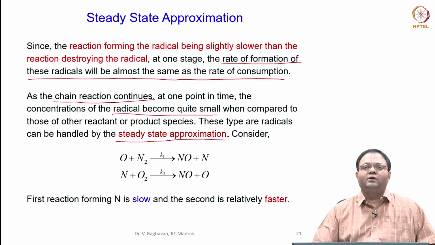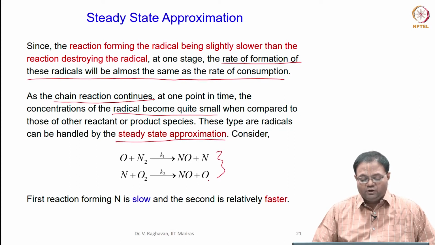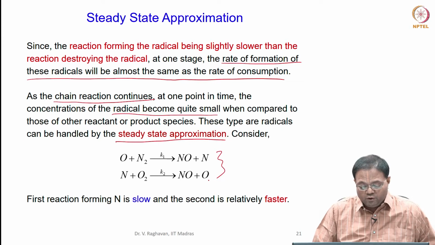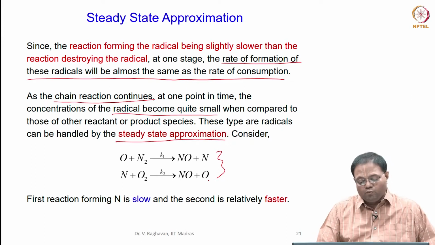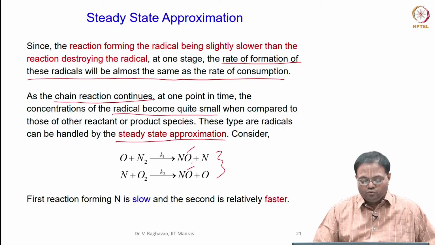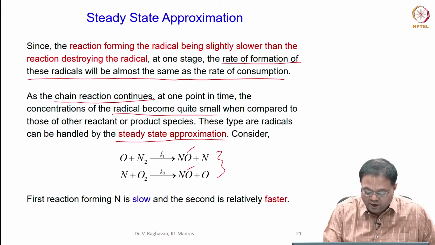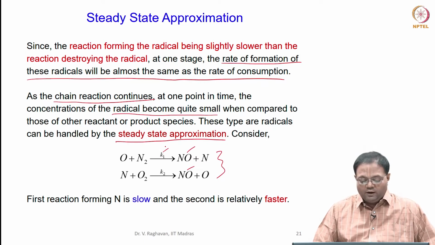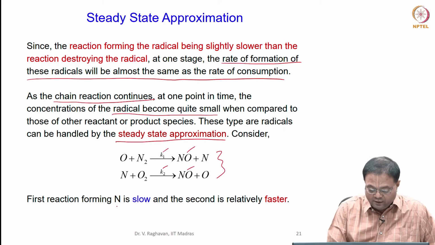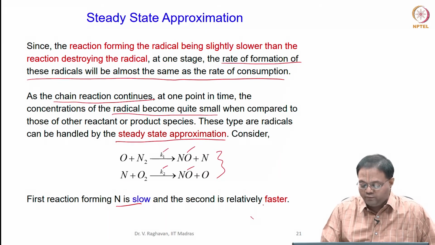We will consider an example to illustrate this. Let us consider a set of reactions: O plus N2 giving NO plus N, and N plus O2 giving NO plus O. This nitric oxide formation is called the Zeldovich mechanism, two important reactions producing nitric oxide. In O plus N2 giving NO and N, the rate coefficient is K1, and in N plus O2 giving NO plus O, the rate coefficient is K2. The first reaction, forming N, is slower than the second reaction, N plus O2 giving NO plus O, which is faster.